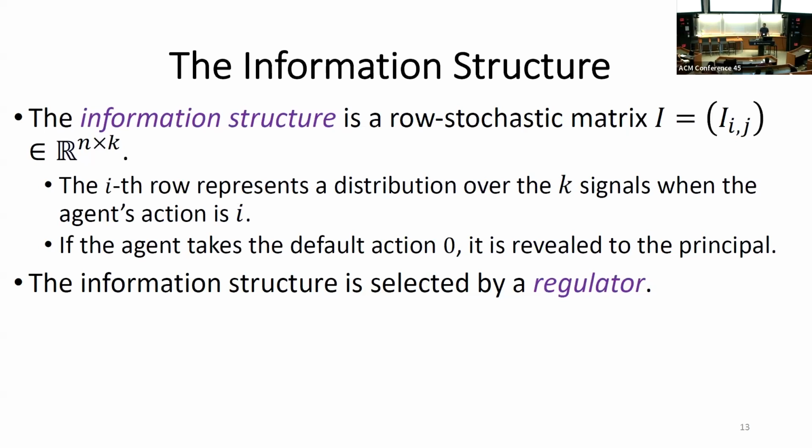So the information structure is a row stochastic matrix in which each row corresponds to some action, and it specifies the mapping of this action to the signals. So just a distribution over the signals for this specific action. And we assume that if the agent takes the default action 0, then it's just revealed to the principal. And the information structure is selected by a regulator with a complete freedom.